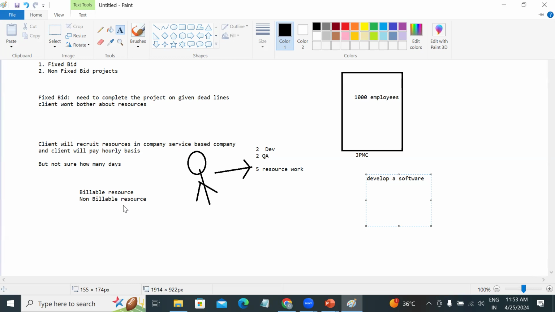Okay. Now, two types of projects, two types of clients, two types of billable and shadow resources. Okay, right.